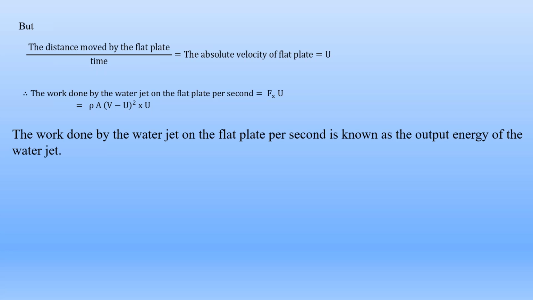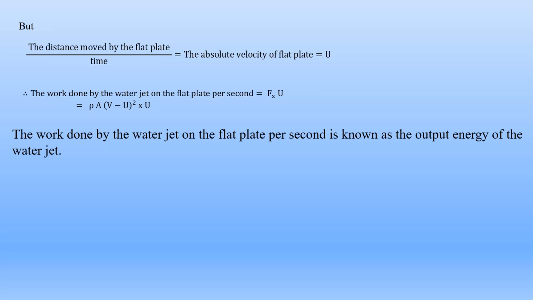We know that the work done by the water jet per second on the moving flat plate is also known as the output energy of the water jet. Output energy of the water jet is equal to the work done by the water jet per second on the moving vertical flat plate. Here that output energy of the water jet is equal to rho a (v minus u) whole square into u.